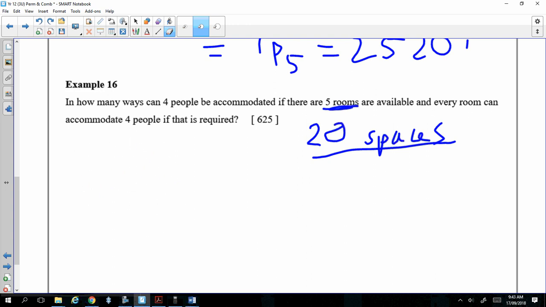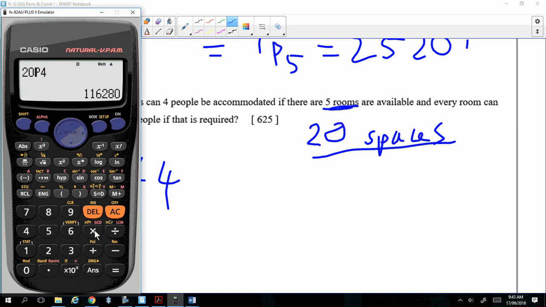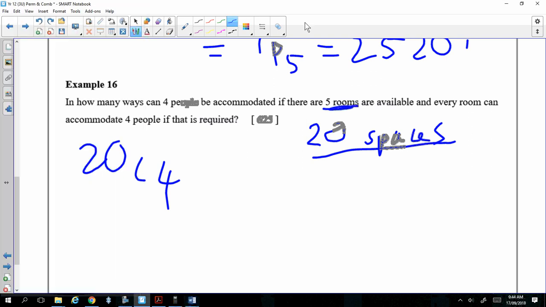Works. 20C4. Also doesn't work. But be careful that one room can only accommodate up to 4 people. So you're assuming that some room can accommodate. Actually, yeah, it doesn't work. All right, who wants to tell me? 5. Yeah, did you try everything? Why is it 5 to the power 4?